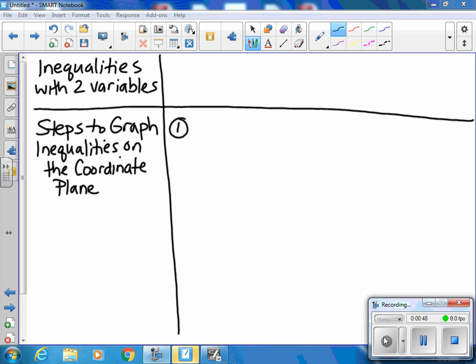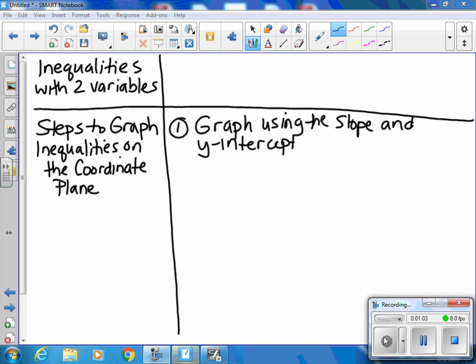All right, so the first thing you are going to have to do is graph using the slope and y-intercept, which means if it's not in slope-intercept form, you must put it there first. And when you go to graph them, you've got your dots and you're ready to connect them. You have to use a dashed line for the signs of less than or greater than.